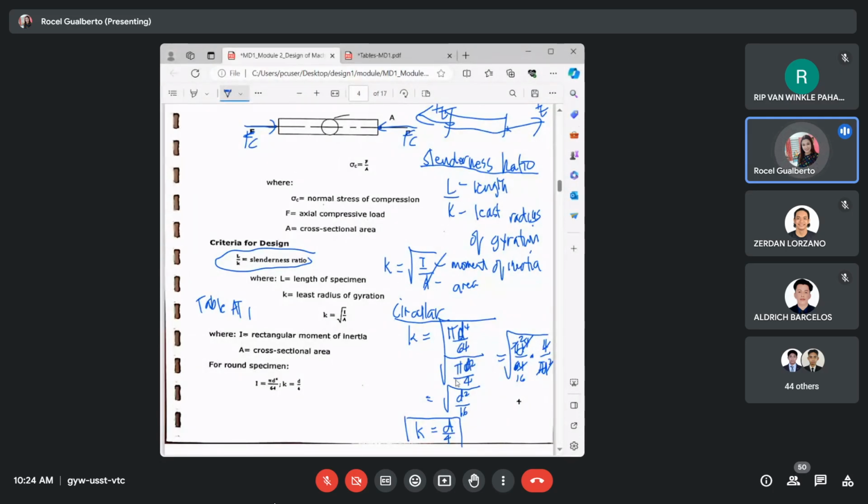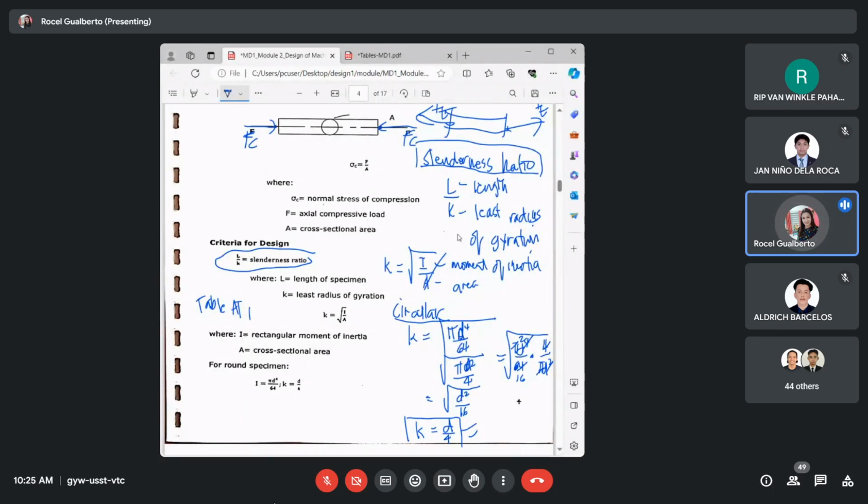So again, ito po ay specific lang if we have a circular cross section. If you have a different cross section po, then you need to derive from the general formula K equal to the square root of I over the area. Okay, maliwanag po ba? Hello? Yes po, ma'am. Ito po ay for circular lang po. So, ano pong sinabi ko kanina? Whenever you design po for a member under pure compression, necessary that you solve for this ratio, slenderness ratio.